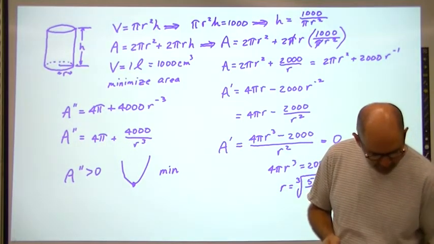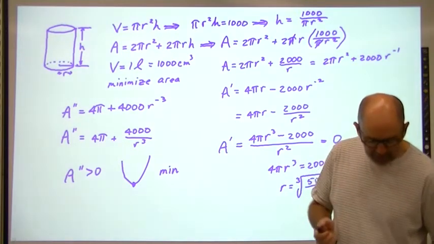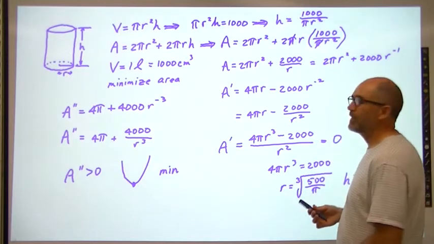Example 3. We've got a parabola that's y squared equals 2x. And we've got a point that's 1, 4.